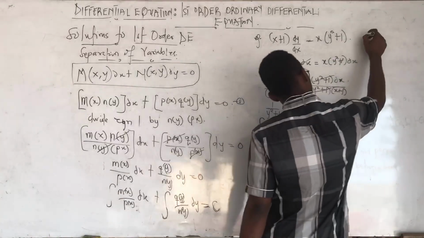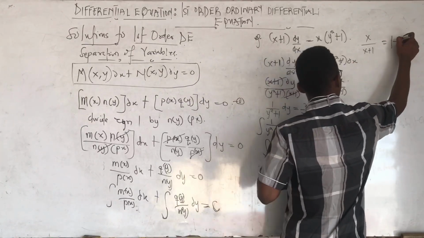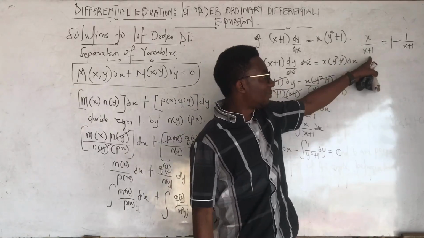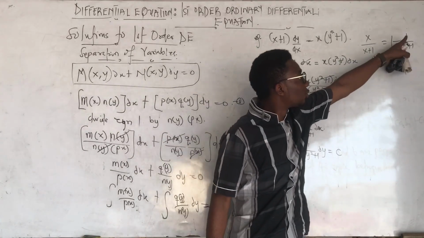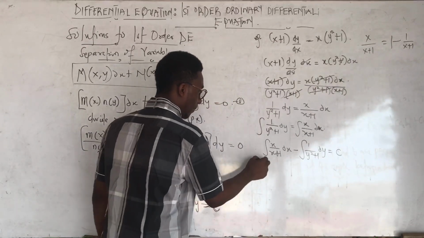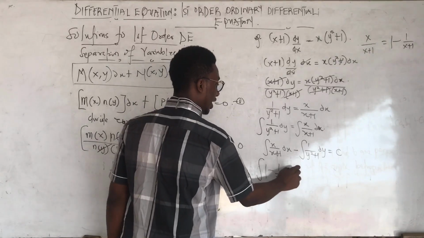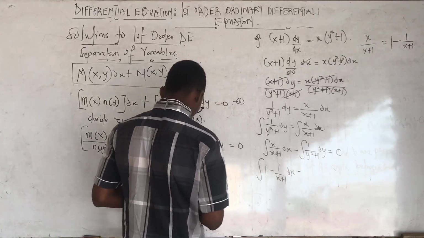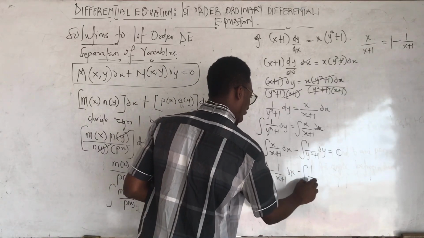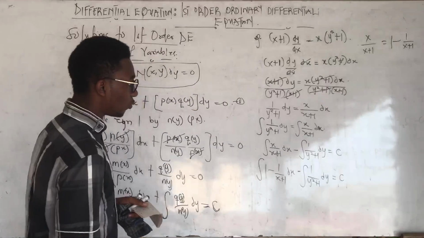So x divided by x plus 1 is the same as 1 minus 1 divided by x plus 1. You can just verify it. So now the integral of 1 minus 1 divided by x plus 1 dx, minus the integral of 1 over y squared plus 1 dy, is equal to the arbitrary constant, which is c.